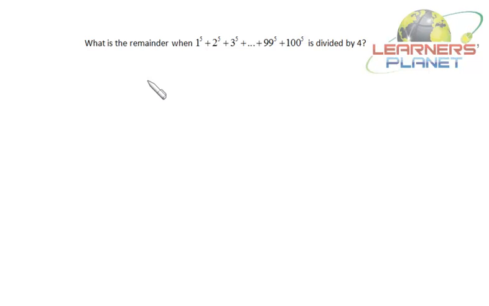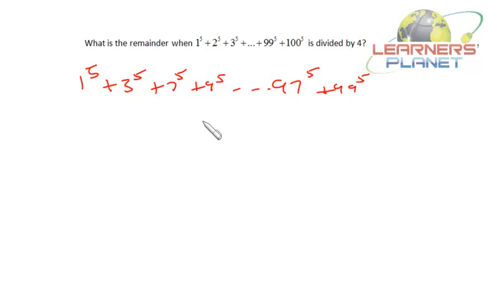Now, from even numbers, that is 2 raised to 5, 4 raised to 5, 6 raised to 5 and 100 raised to 5, we won't be getting any remainder if we divide them by 4. So we'll be getting the remainders only when the odd numbers are divided by 4. Okay, let's begin to do this. So from 1 raised to 5, I just write 1 raised to 5 plus 3 raised to 5 plus 7 raised to 5 plus 9 raised to 5, 97 raised to 5 plus 99 raised to 5. So we'll be getting the remainders from these terms only.